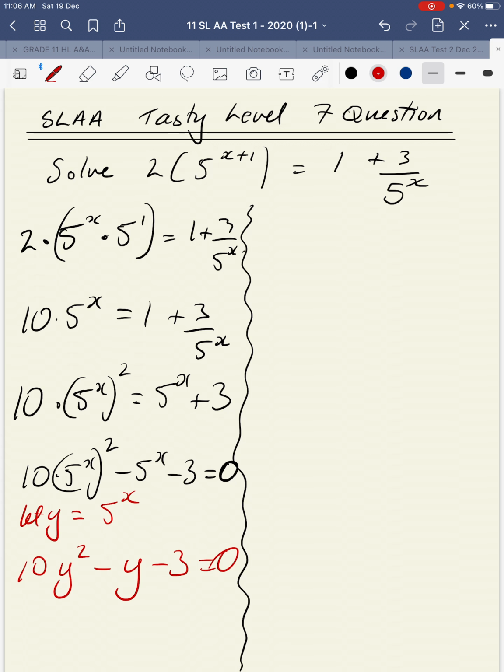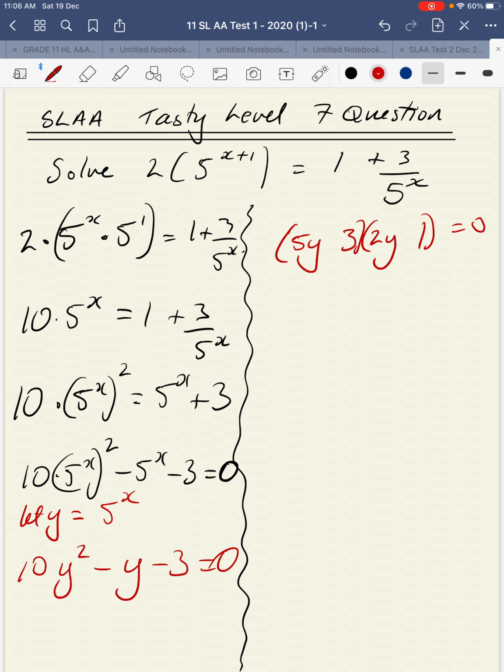The other way I was going to do it was just multiplying first of all by 5 to the x all the way through, but I don't think I'll do that now. I think that the first method that I chose seems quite suitable. So let's go ahead and try and factorise and solve. I'll keep it in y here. I think it's probably 5y and 2y. I think it's probably 3 and 1.